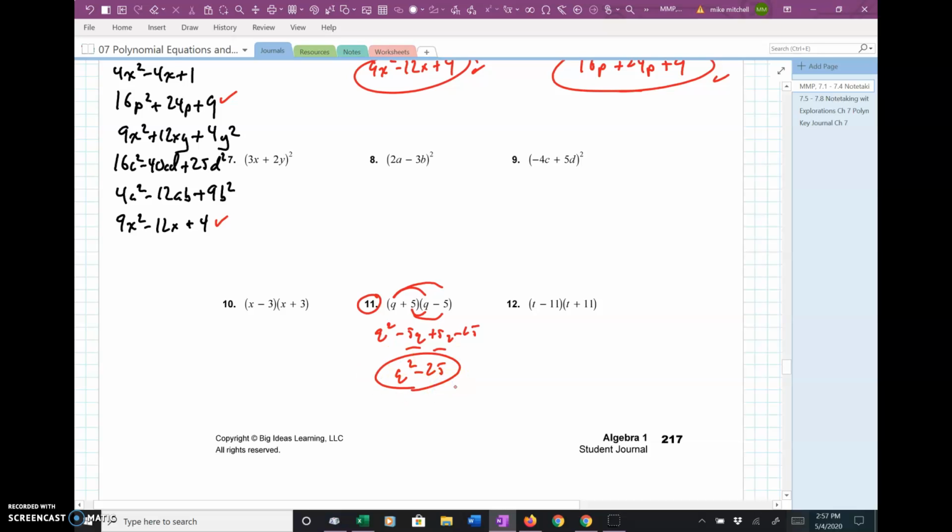You get an answer. If you recognize this as, oh, this is the sum and the difference of the same numbers, and this is our a plus b times a minus b is going to equal a squared minus b squared, I could go straight to that. Okay, hey, I got q plus 5, q minus 5. That means I'm going to have q squared minus 5 squared. That's q squared minus 25. And I got my answer right away.